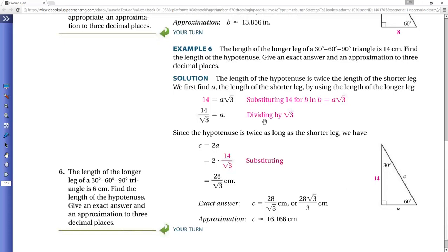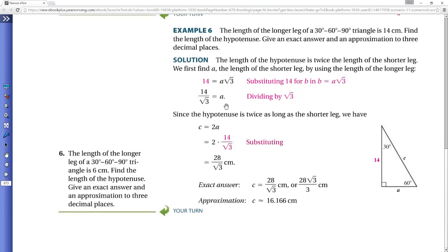Well, we do know this relationship that 14 is equal to A times the square root of 3. So then I can solve for A and I get 14 over the square root of 3. And now if I know what A is, I take 2 times it and I get the hypotenuse. So they take 2 times that and they get 28 over the square root of 3. And that's really all there is to it. And then we can rationalize the denominator like they do here, or just leave it as 28 over the square root of 3 centimeters. And the approximate would be, on your calculator, go 28 divided by square root of 3, and you'll get this.